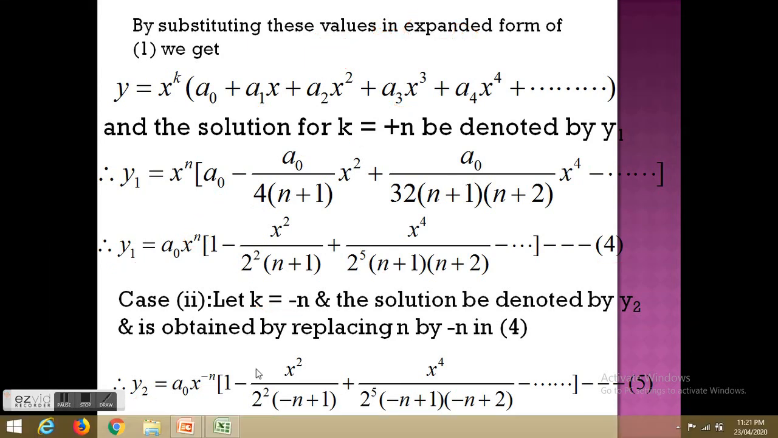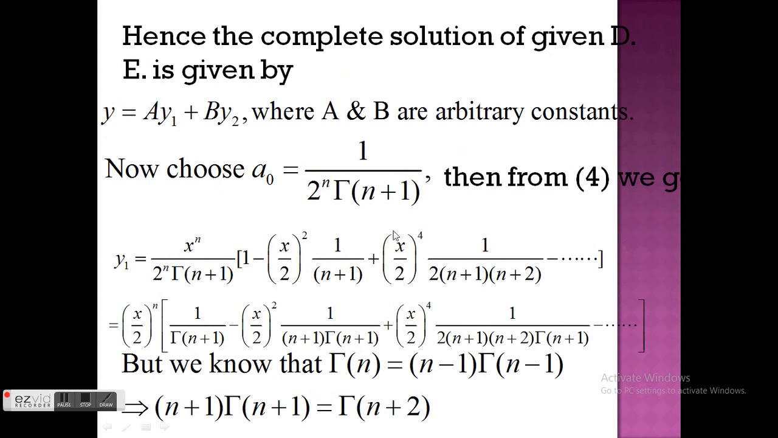Now we have to choose the value for a naught. So we know that the complete solution of the given differential equation is y is equal to a into y1 plus b into y2. This is already known, the complete solution of any differential equation. Now we need to substitute that y1 and y2 here. So before substituting, since a naught is an arbitrary constant, we can choose any value for a naught. So therefore, choosing a naught is equal to 1 divided by 2 to the power n into gamma n plus 1.